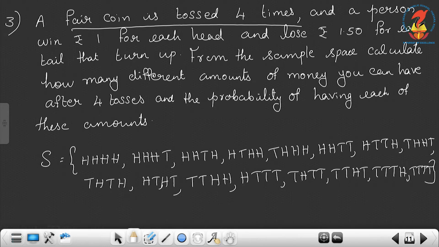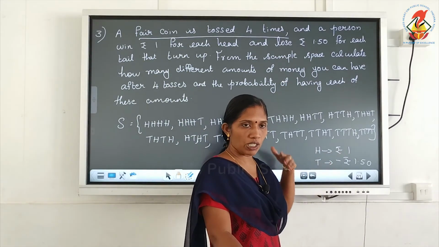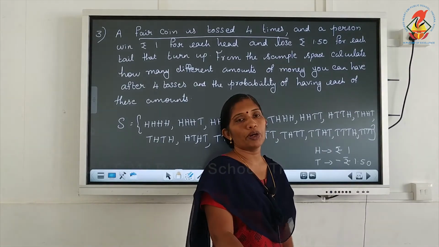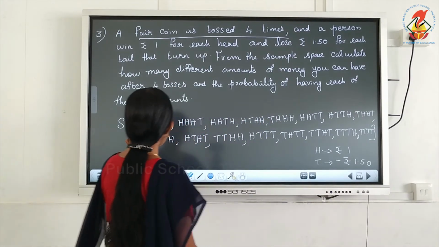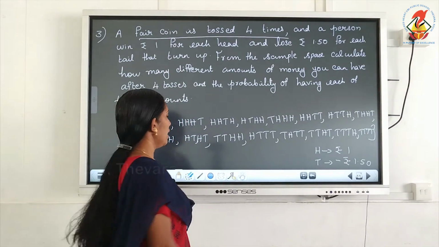16 outcomes. Now for each head, what do we get? Rupees 1. When we get tail, we lose. That means you have to put a minus sign. How much rupees? 1.50. So in the first case we gain or win rupees 1, in the other case we lose rupees 1.50. So in that way you calculate for each outcome how much money we get.